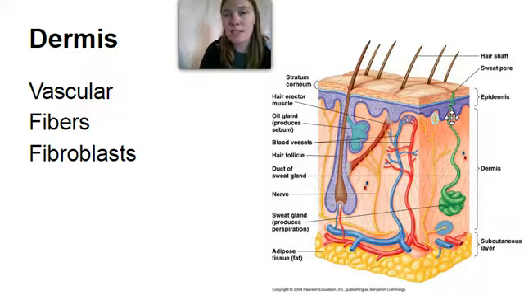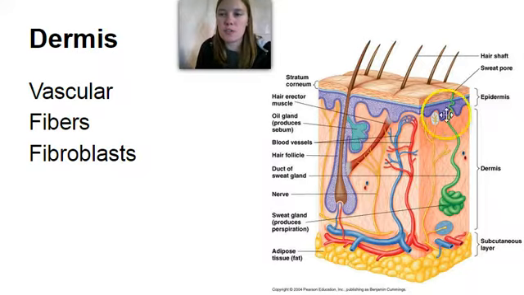This area also causes our fingerprints. If you notice here, this layer is not flat. It has little bumps or little ridges in it. These ridges actually cause our fingerprints to take place. And so each of us has a unique combination of how these layers combine together, and that gives us our unique fingerprints. So let's talk about the dermis.